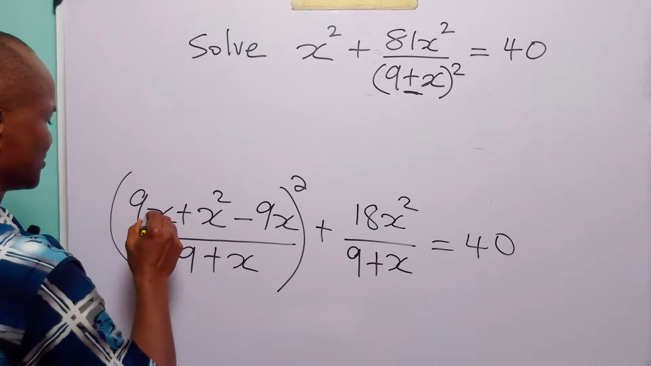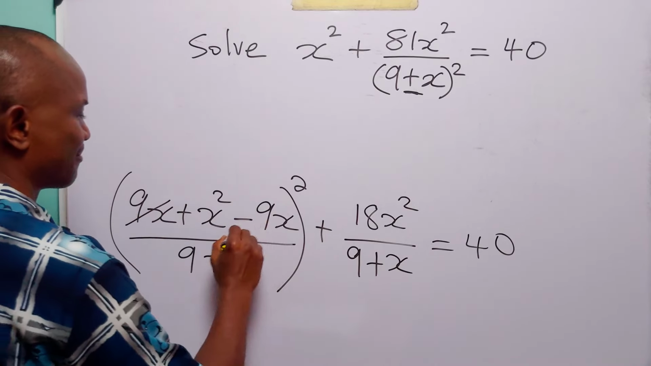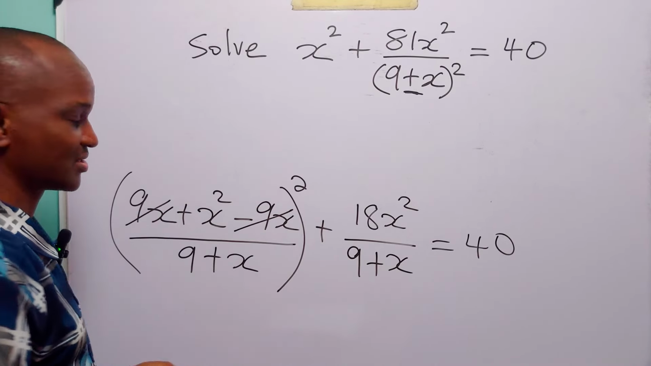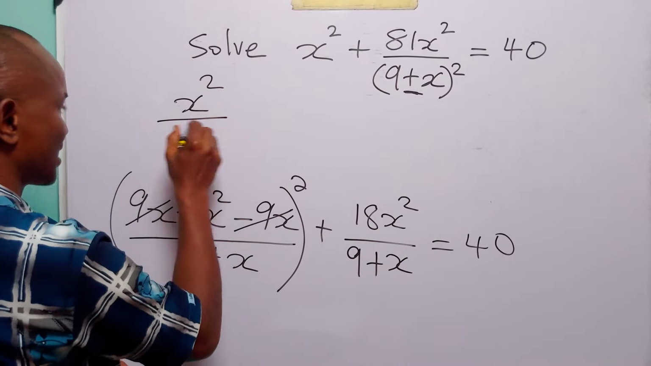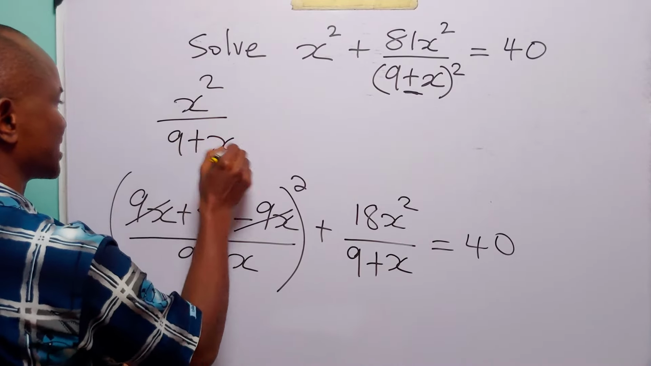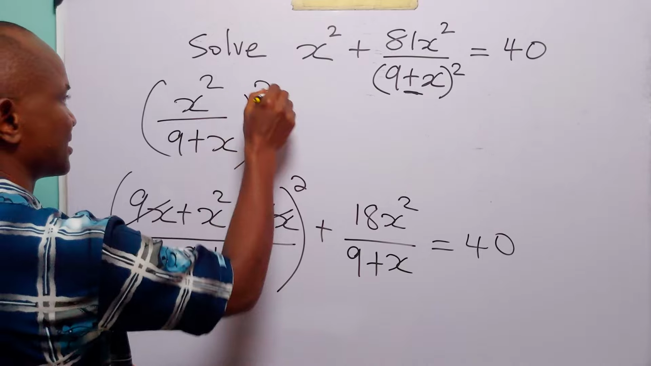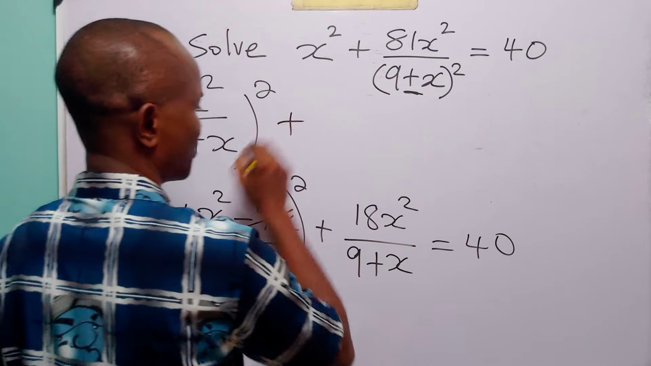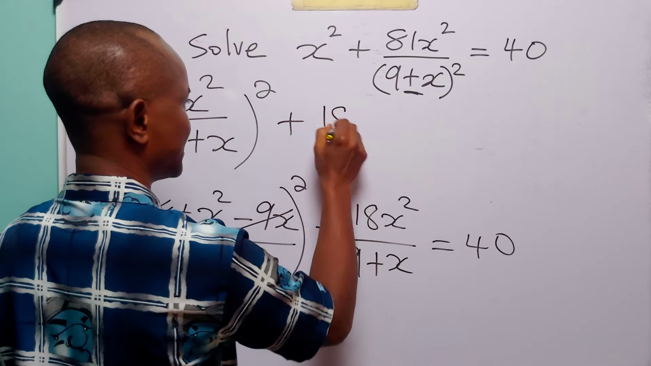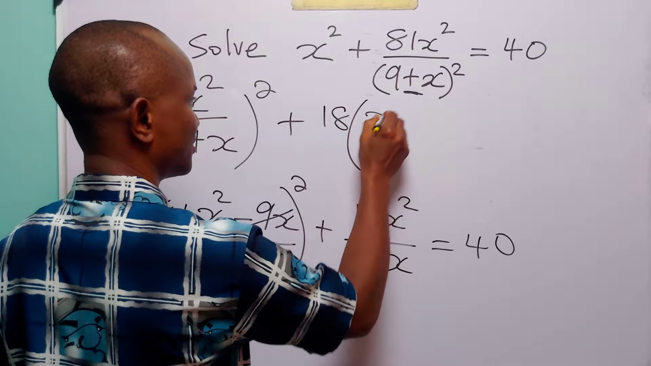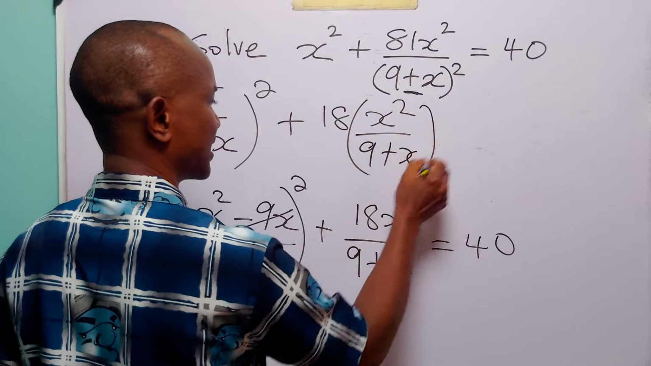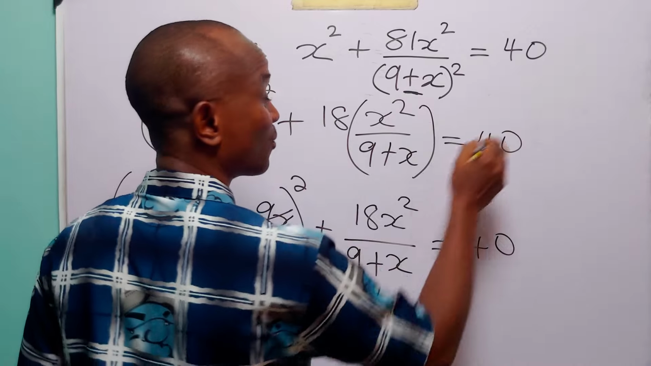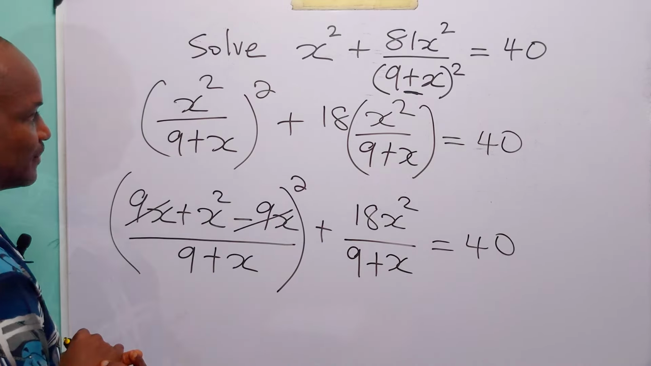Now, when you look at this, you'll see that 9x minus 9x is equal to 0. So we are left with x squared over 9 plus x, and this is squared, plus here we have 18 into x squared over 9 plus x, and of course this is still equal to 40.